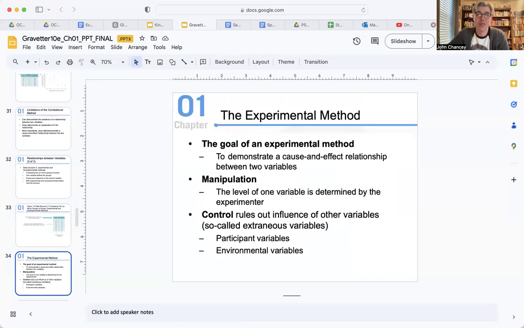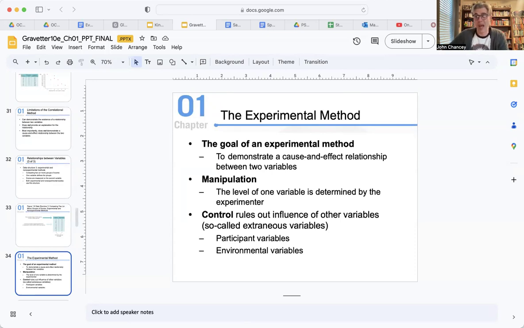Because we can manipulate variables, especially the independent variable, who belongs to what group, for example. Do you receive the treatment or do you not? Do you receive the placebo or do you receive the real drug? Do you play the violent video game or the non-violent video game?